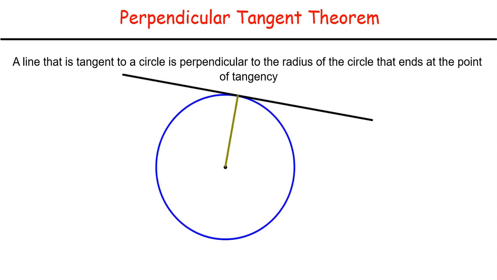In this case, we have the blue circle and the black line being tangent, and we have the radius that intersects the circle at the point of tangency. The perpendicular tangent theorem says that that angle is a right angle. So go ahead, pause the video, copy down what you see on the screen, come back when you're ready to see an explanation of why this is true, and then move on to the second theorem.